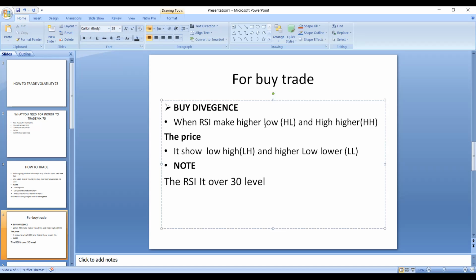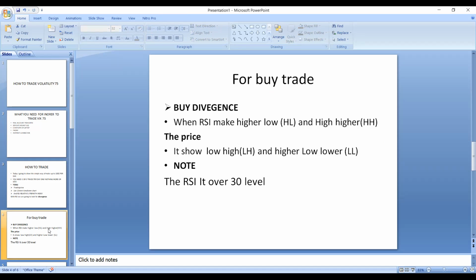So this is how it's shown. And note, the RSI should be over 30. I'm going to show you when I reach the chart how the level of the RSI is below.